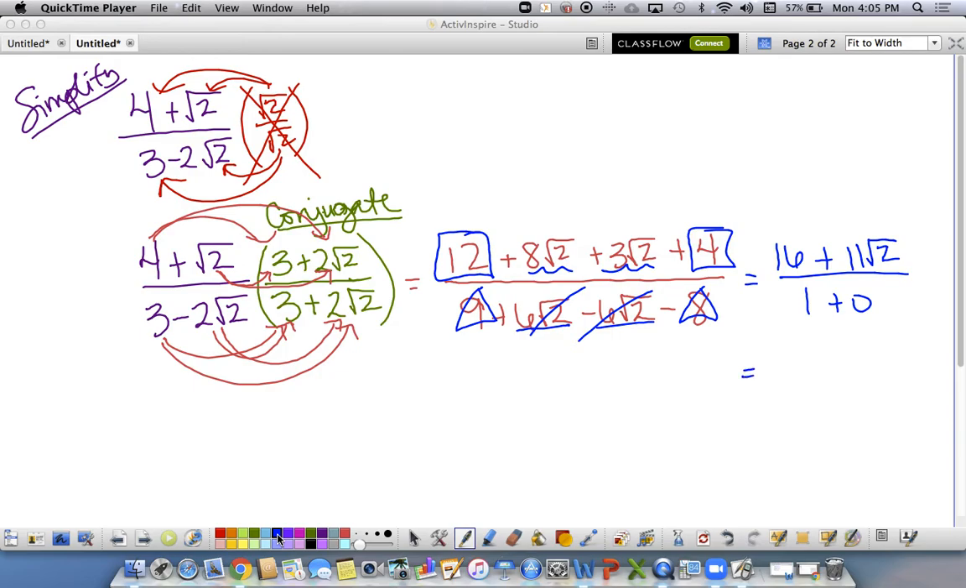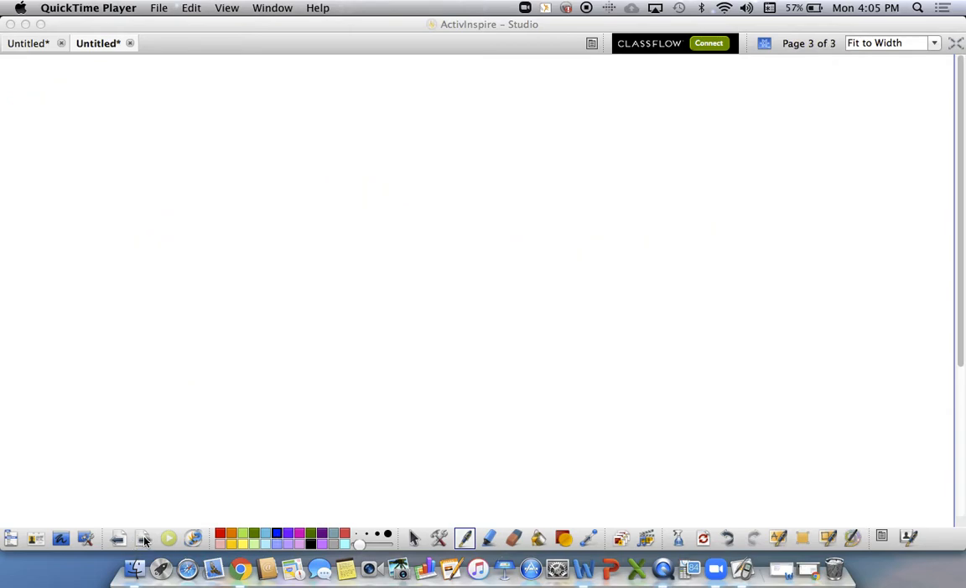So this one is nice, our denominator is simply 1. So our answer is simply 16 plus 11 root 2. We have simplified it. Okay? We're done. Woohoo! Wonderful. We're going to do one more. That's square roots. It's going to be a little bit different, but kind of the same.